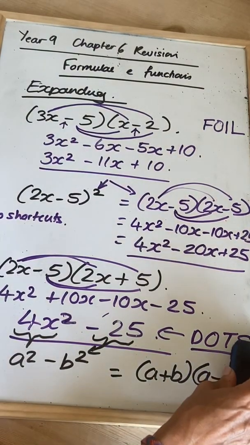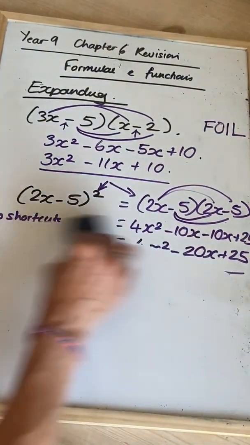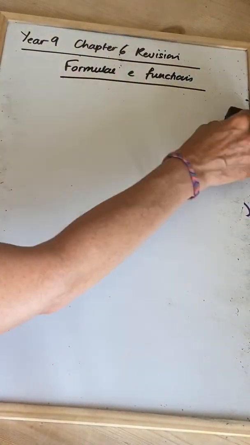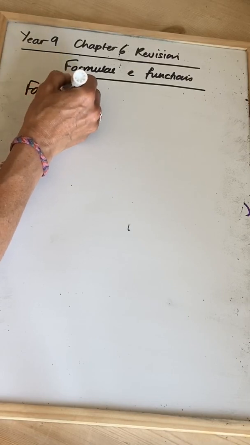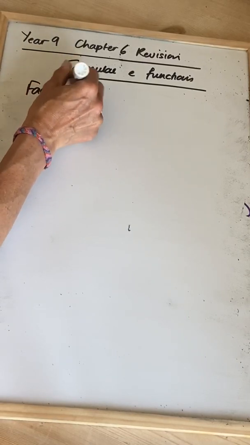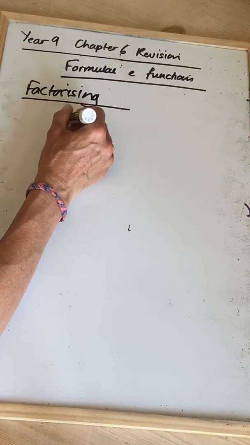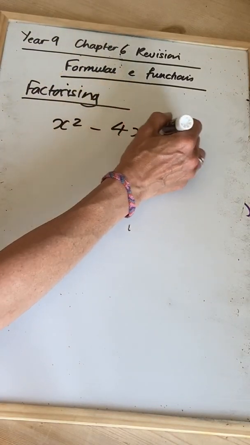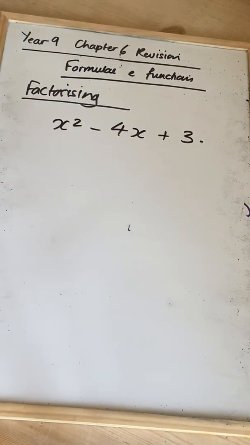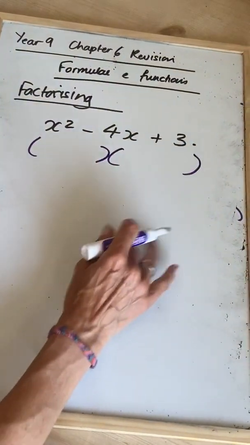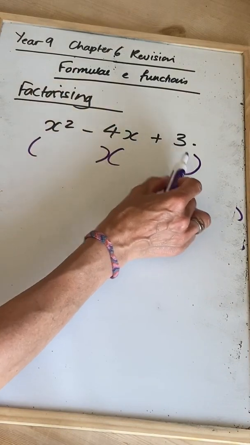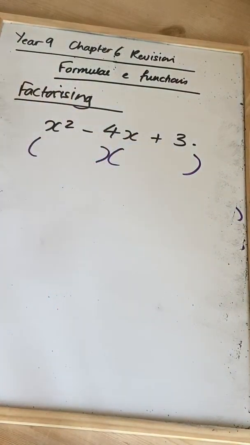Okay, we're going to do a bit of factorising now. So factorising is putting the brackets back into these quadratics, okay? x squared minus 4x plus 3 will do. What you have to do with these is look for a pair of brackets that will work so that when you expand them back out, you get back to this quadratic, yeah?